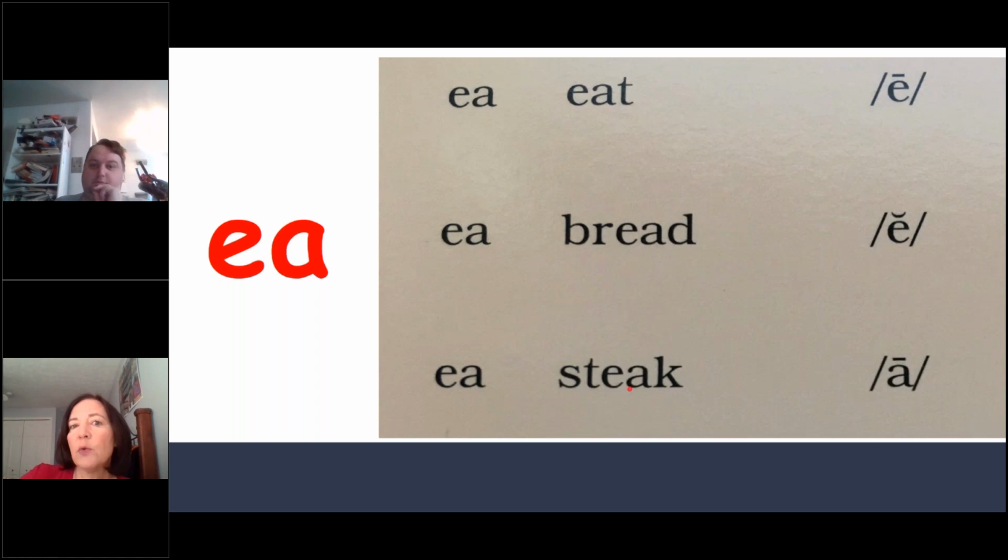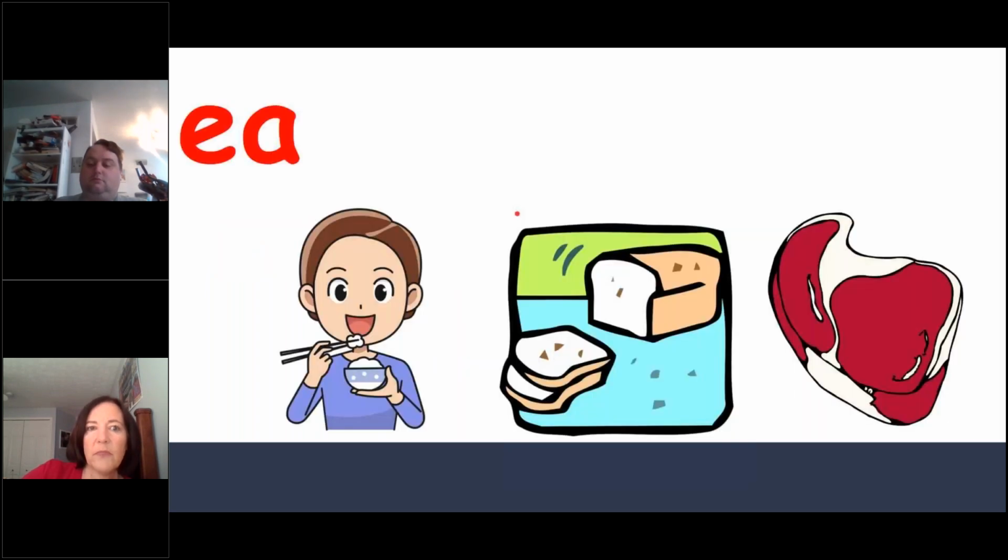When you're sounding out a word and you see EA and you try E and the word doesn't make sense, you need to know to try eh and to try A as second and third choices. So this sound card says EA eat, E, EA bread, eh, EA steak, A. Your brain should be thinking EA eat, E, EA bread, eh, EA steak, A.